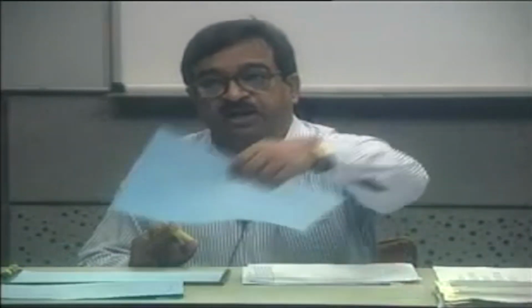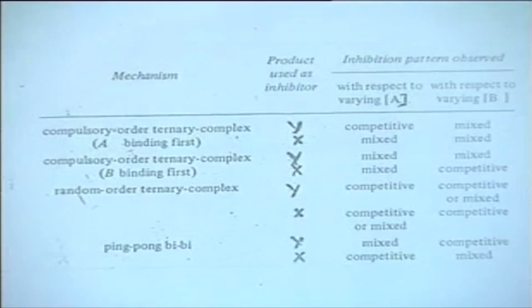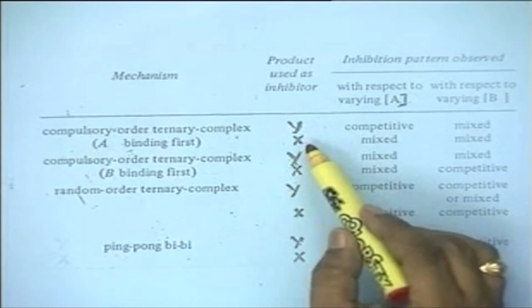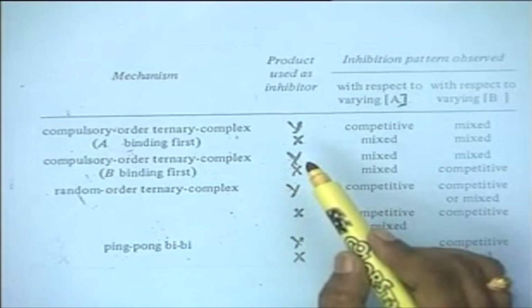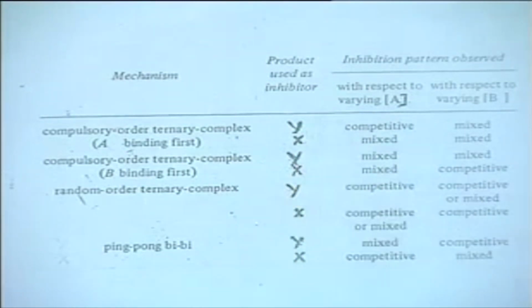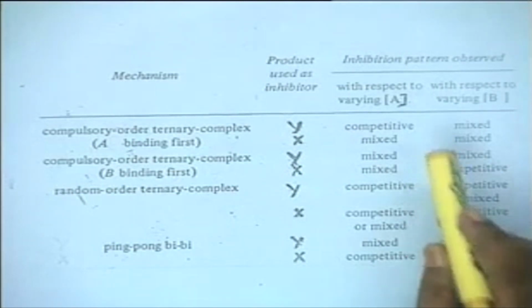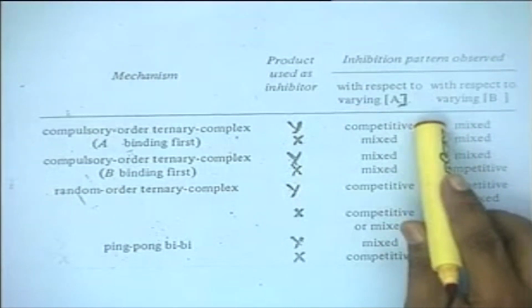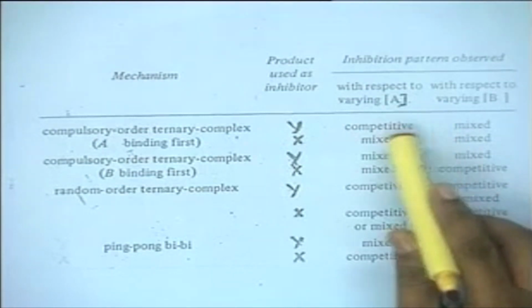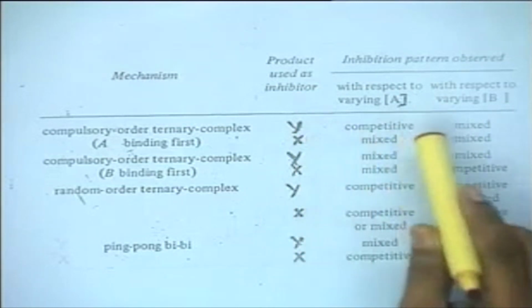And now, by studying the inhibition pattern of each of the products used as inhibitor, let us say we consider a compulsory ordered ternary complex formation in which the substrate A binds first. If you use the two products Y or X separately as inhibitors in the reaction, and notice the nature of the inhibition, with respect to A you get a competitive inhibition pattern, and with respect to X as the inhibitor you get a mixed inhibition.